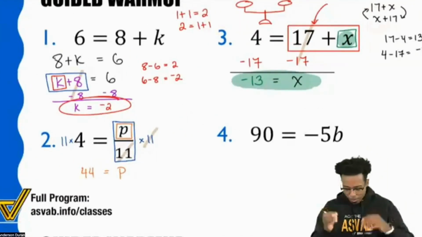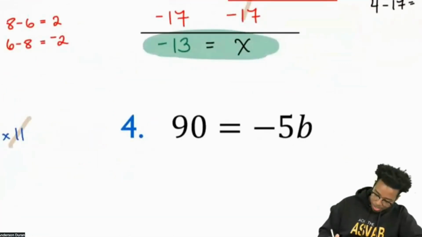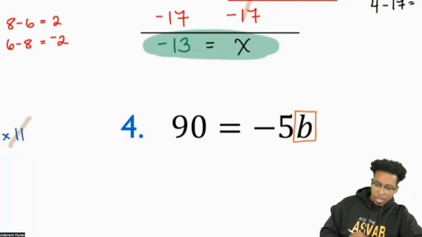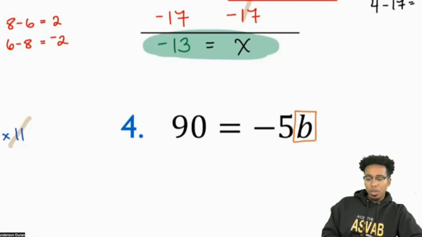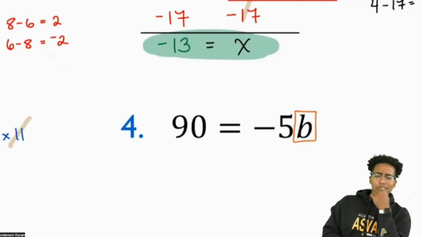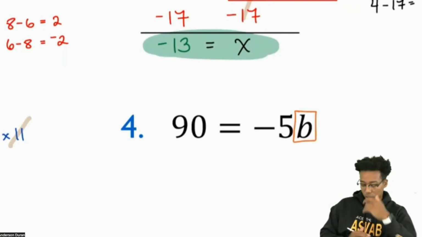Everybody, remember, we are trying to get the b by itself. So my question is, everybody, what is currently happening to the b? What is currently happening to the b? Right. Currently, what we are seeing right now is multiplication. We are currently witnessing multiplication being shown.